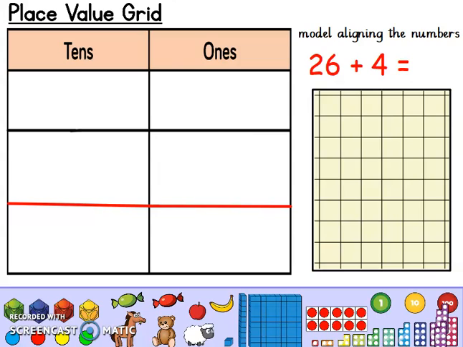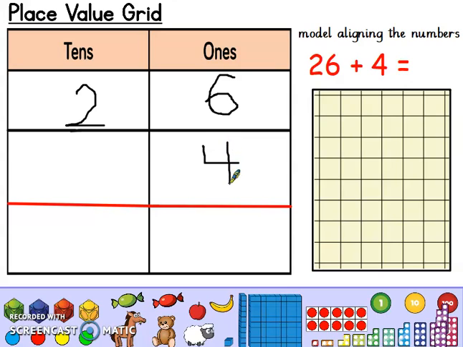Let's have a go at this then. 26 take away 4 is the sum we were just looking at. How would I do this? Now I know 26 has two tens and 6 ones.